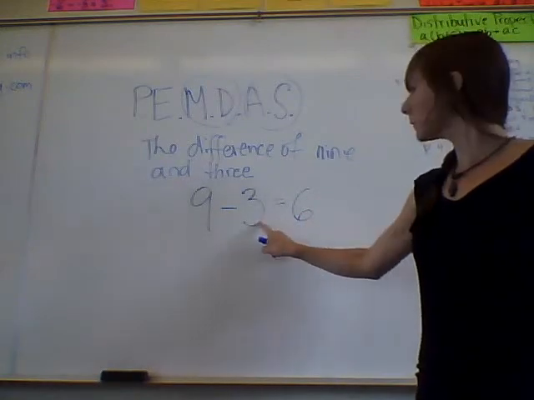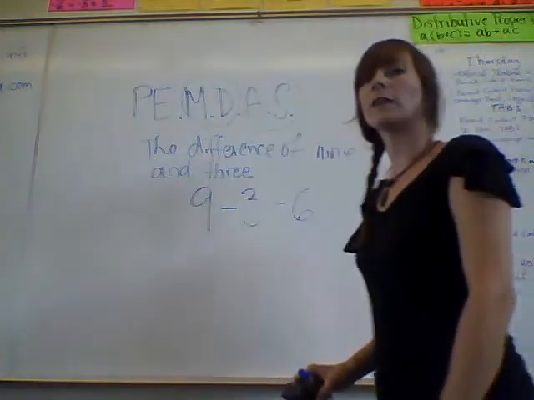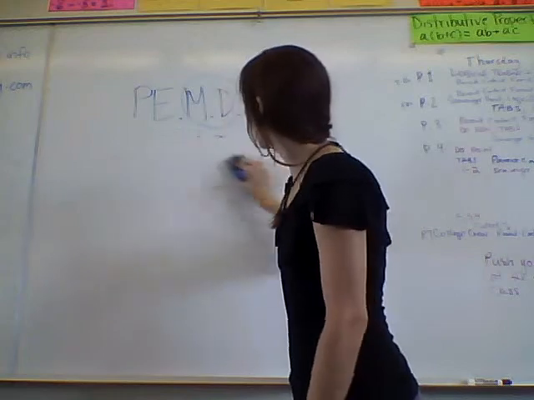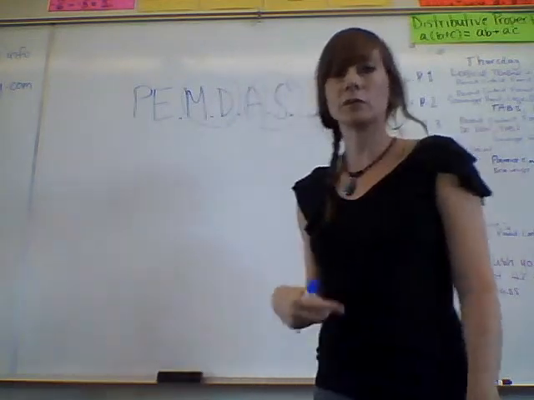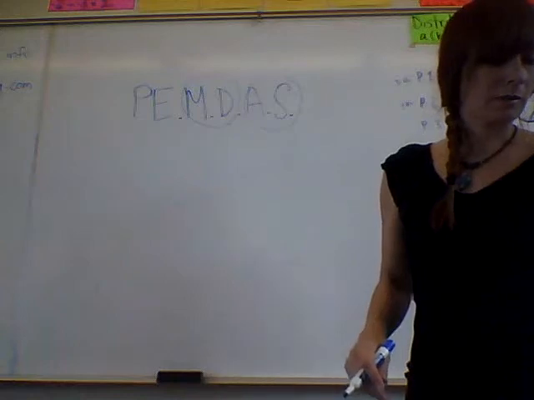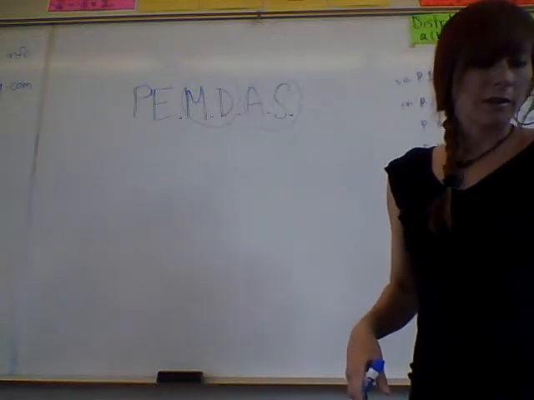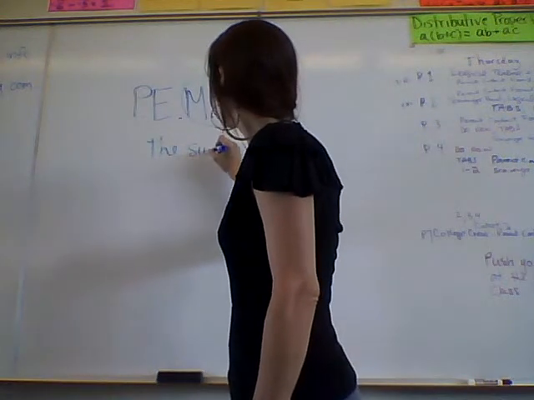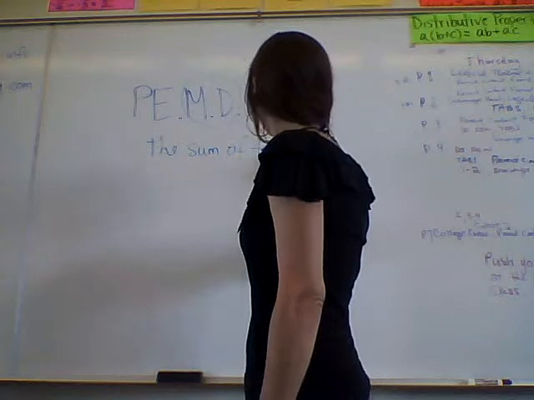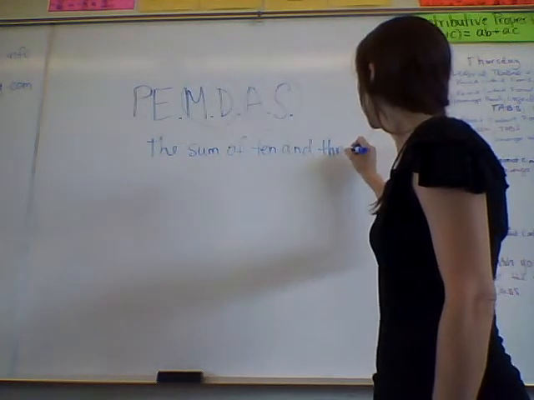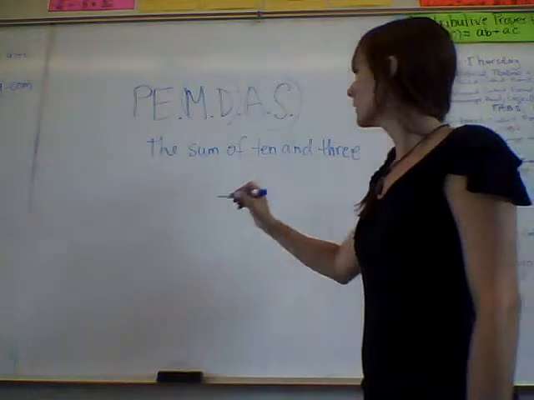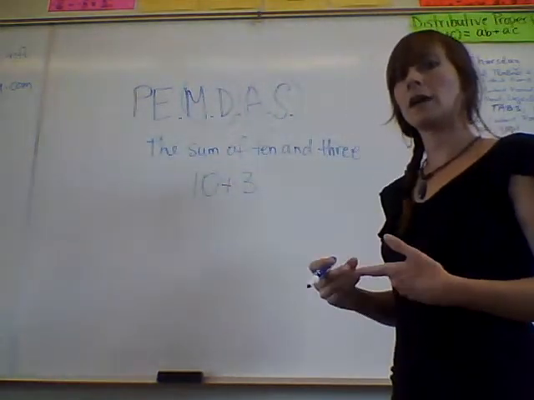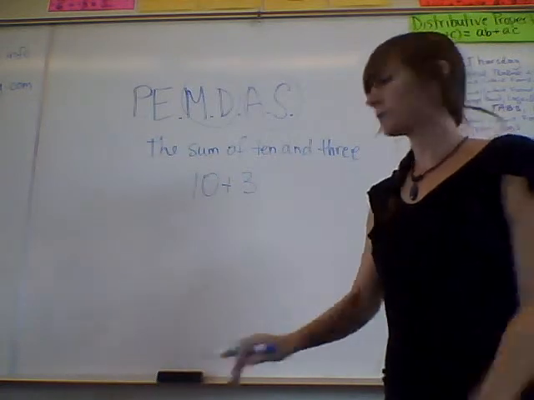And you only need to add the equals 6 if you're asked to evaluate the expression. Sometimes you will be, and sometimes you will just be asked to translate the verbal phrase into a numerical expression. So you want to read the directions carefully. Okay, the sum of 10 and 3 is another example. The sum of 10 and 3. That's going to be 10 plus 3. Adding and sum are the same thing.